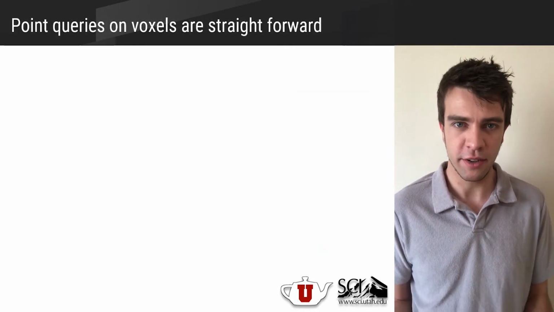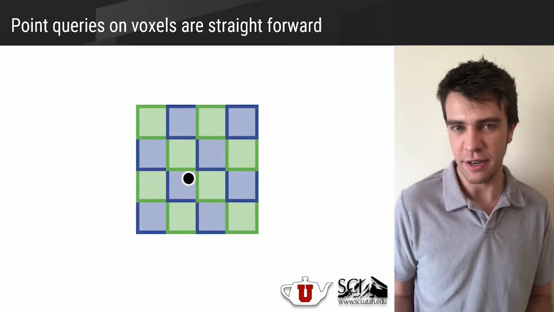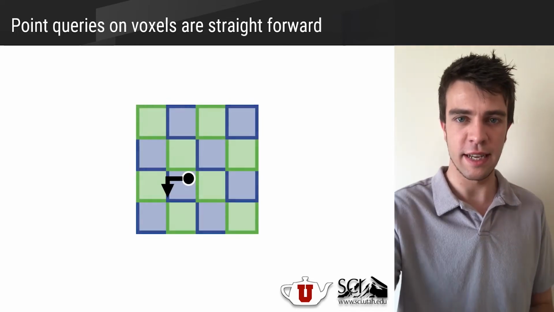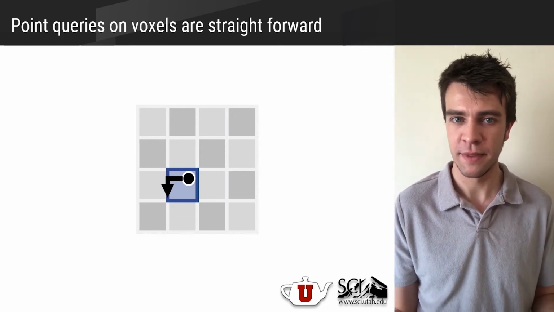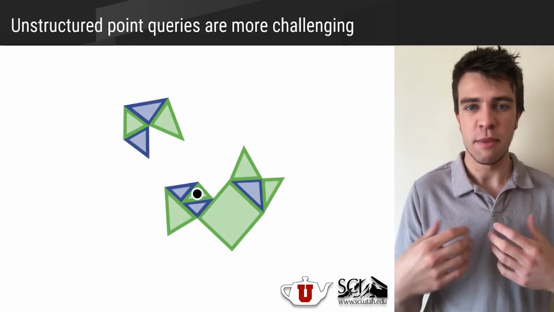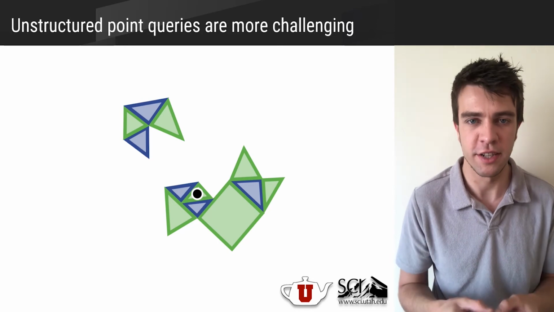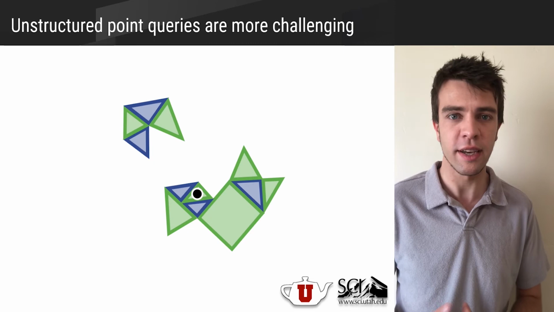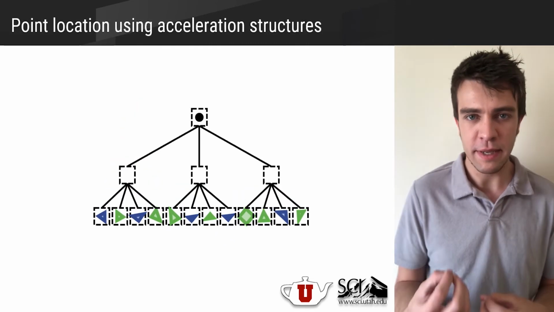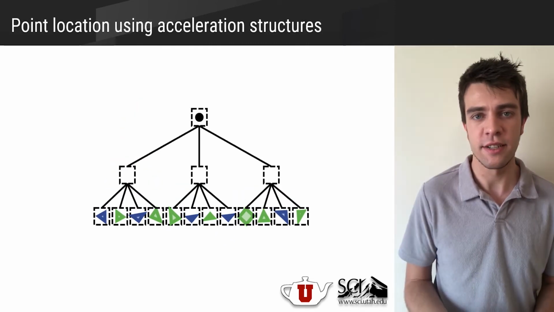For voxels on a regular grid, point queries are actually relatively straightforward, as the coordinates of the voxel containing your query point can be found by taking the floor of your query point position. However, unstructured datasets pose challenges to point location queries, as elements have unpredictable shapes and sizes, so this flooring trick doesn't work anymore. Instead, elements must be located using an acceleration structure.